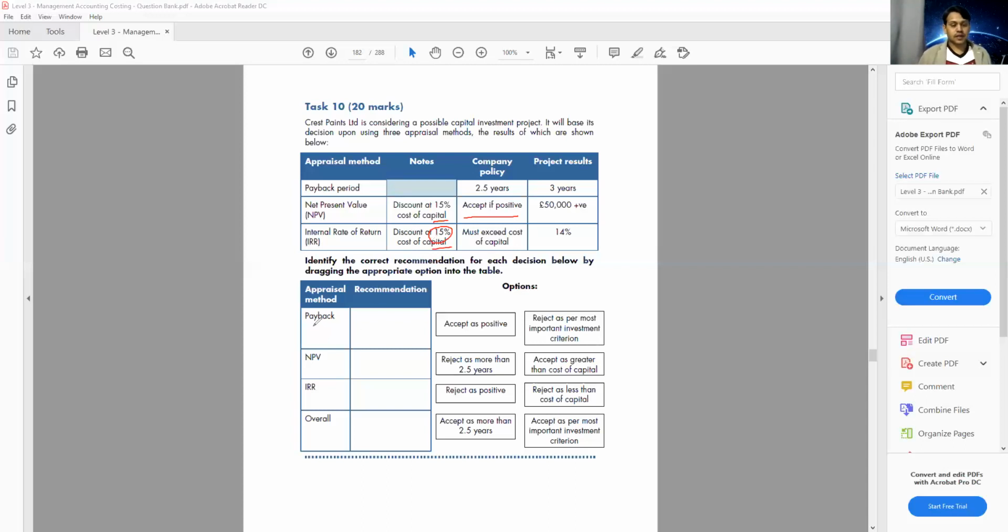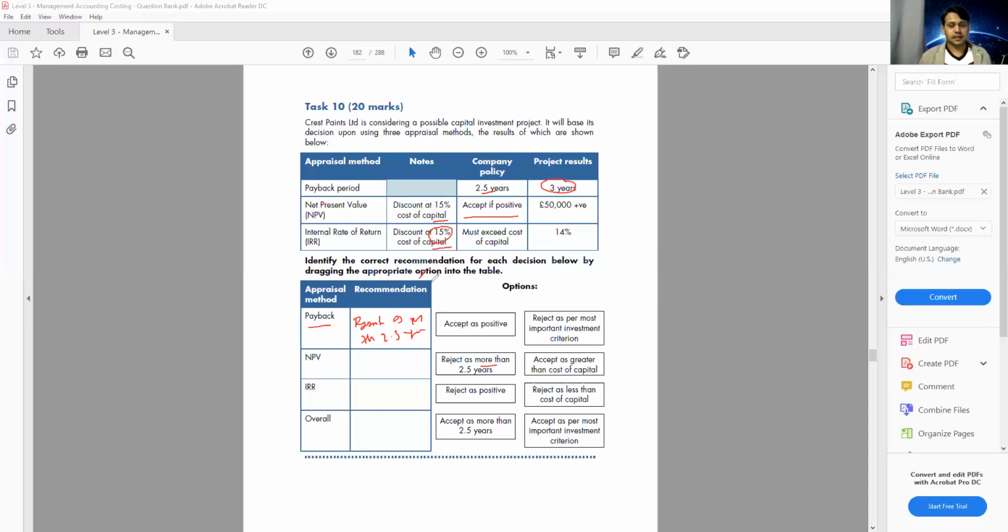Let's have a look at the first one, payback. The projected result says 3 years. Our company policy is 2.5, but the projected result for this investment is 3 years, so we're not going to take it. If any project does not give us the refund within 2.5 years, we reject the project. Reject, as it is more than 2.5 years. Our time is 2.5 maximum.